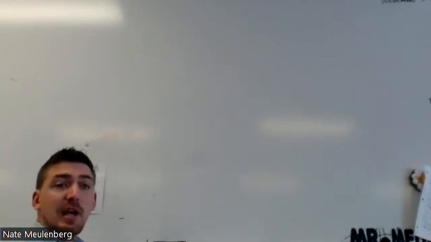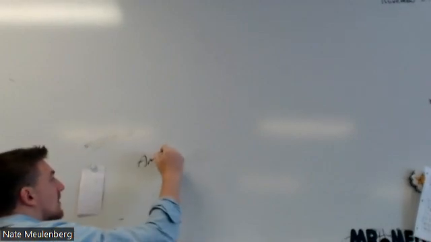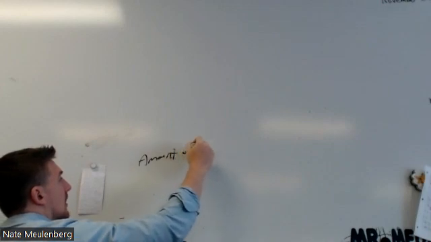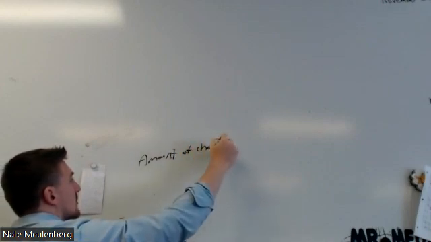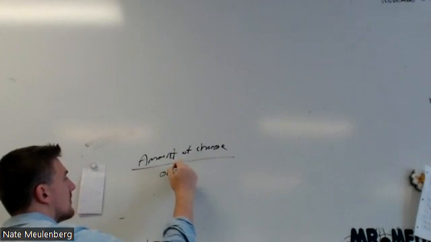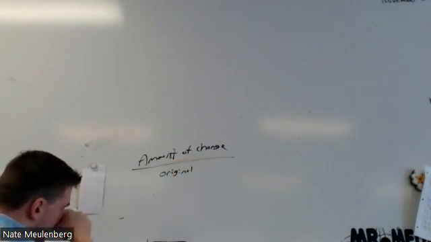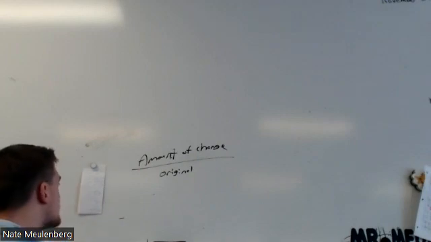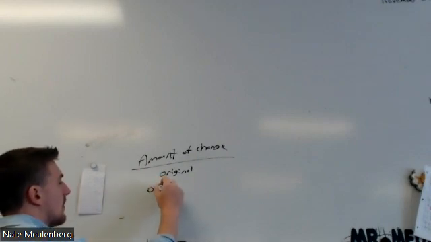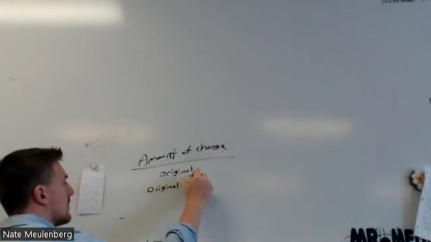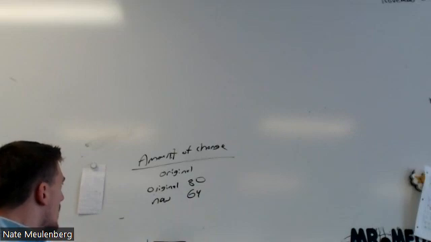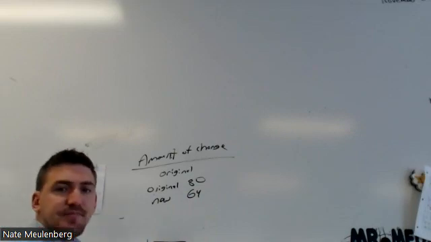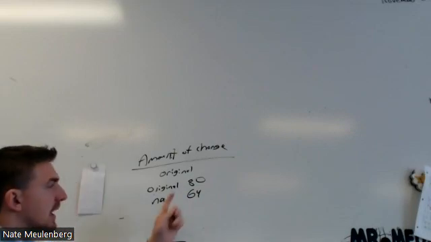Percent of change. The formula you need to know is amount of change over original. That's the formula you need to know. So the book will say sometimes the original is 80, new is 64. Find the percent of change.